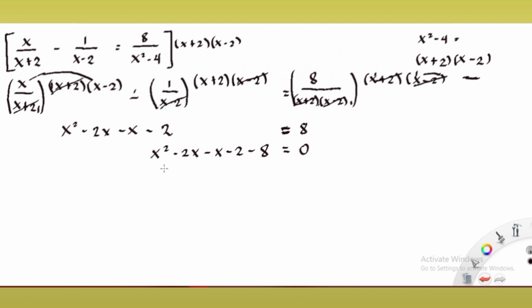Combine like terms, walang ka-like terms si x squared, copy. Negative 2x minus x, similar terms sila, combine. Negative 2x minus x is negative 3x. Negative 2 minus 8 combine, so that is negative 10 equals 0. So, ito na yung kanyang form, which is a quadratic equation.